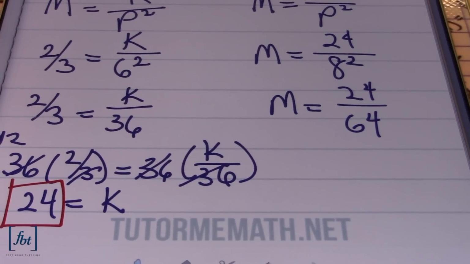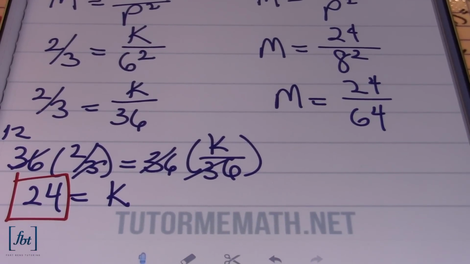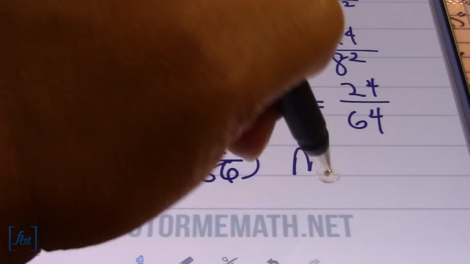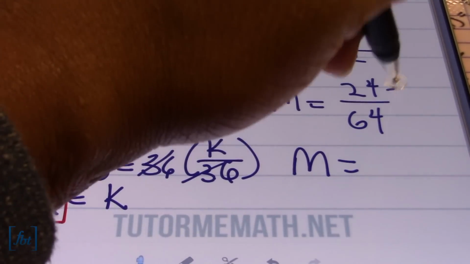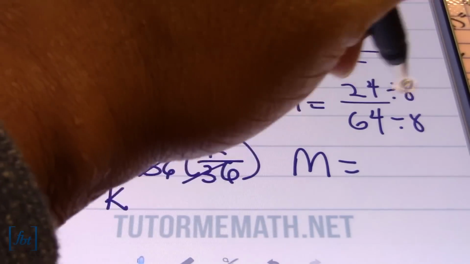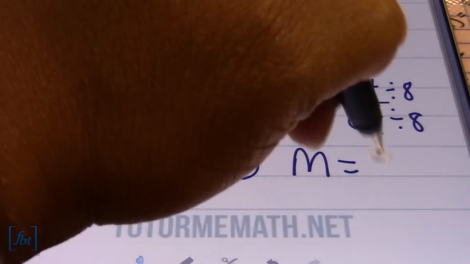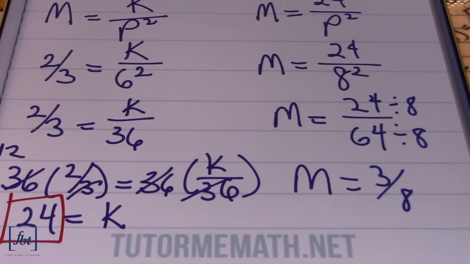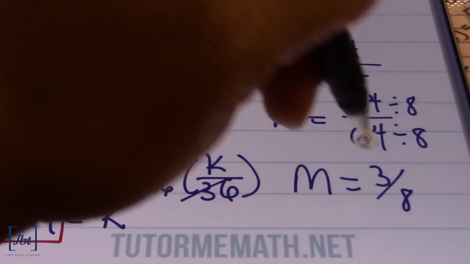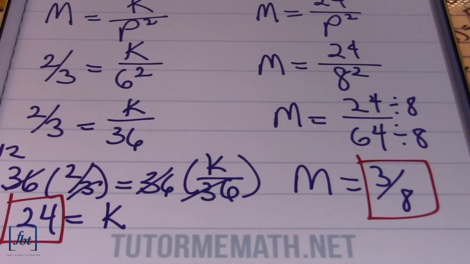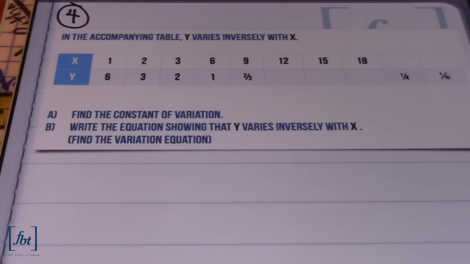Now you want to simplify this. The 24 and the 64 can both be reduced by 8. So we'll end up with M equals, simplifying both of these numbers by 8, 3/8. And that's it. Now let's red box this. The answer is 3/8. It's done. That was problem number 3. Now we're ready to move on.